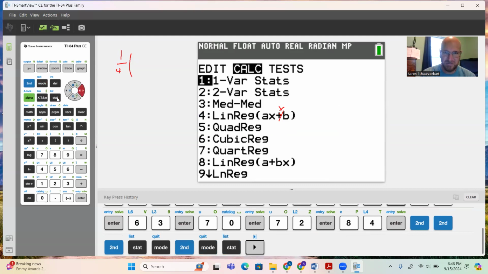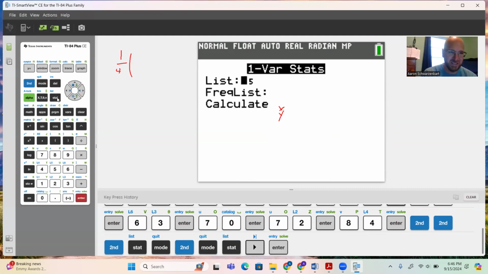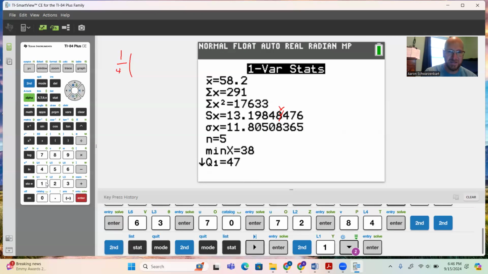Okay, stat calc, one variable stats. I have to do this for each list. And I will calculate. And I'm going to write this off to the side. X bar 58.2. Sx 13.19.